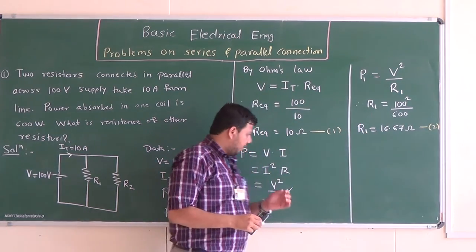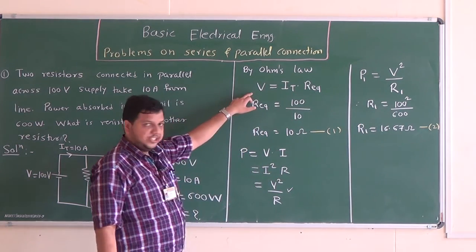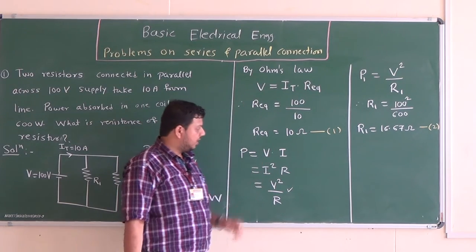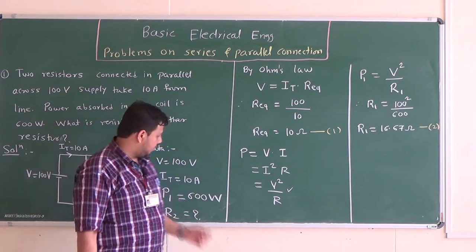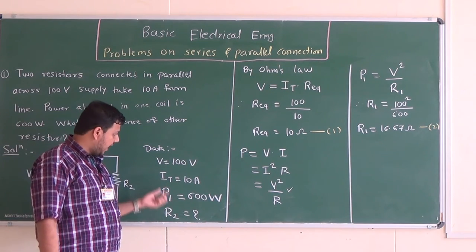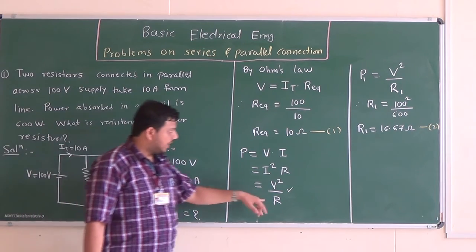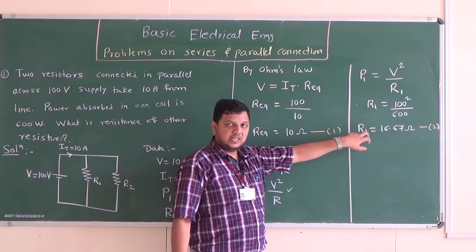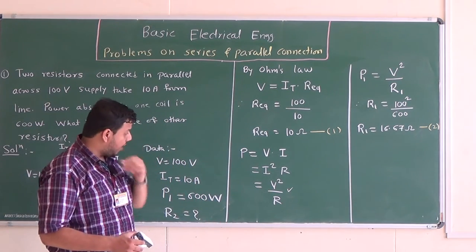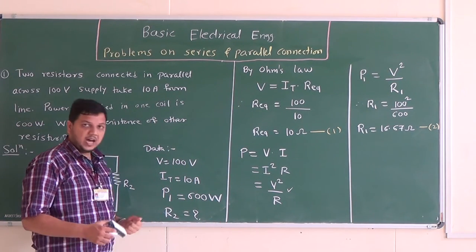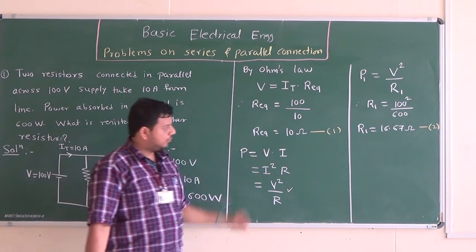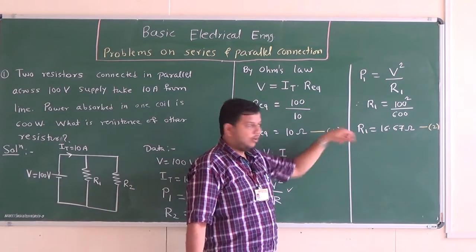So what we have done: from voltage and total current, we have determined the equivalent resistance, which we got as 10 ohm. Now from the power consumed by one resistance and the voltage, we can determine the resistance of that particular resistor, which we got as 16.67 ohm. Our main aim is to determine R2. From equation 1 we know the value of R equivalent, and from equation 2 we know the value of R1.